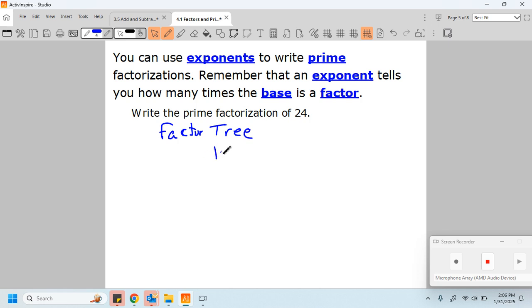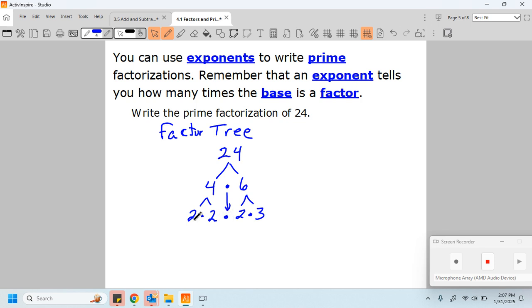We're not doing 12, we're doing 24. So we say 24 is 4 times 6. You don't have to do 4 and 6. You could do 2 and 12 or 3 and 8 or something like that, but I did 4 and 6. Well, 4 you can break down into 2 times 2. You can break 6 down into 2 times 3. And this multiplication sign here just comes straight down.